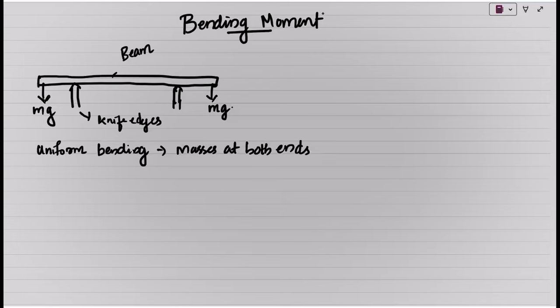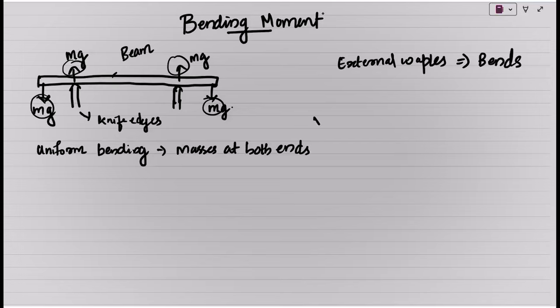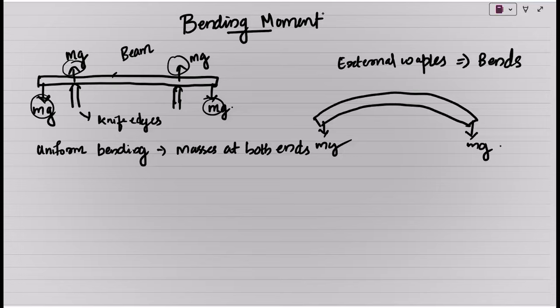After applying the load, there is a reaction at the knife edges which is equal and opposite, and there is also a reaction here which is equal and opposite. These two forces contribute an external couple, thereby bending the beam. Now the beam is like this after applying the mass. This is called bending of beams.